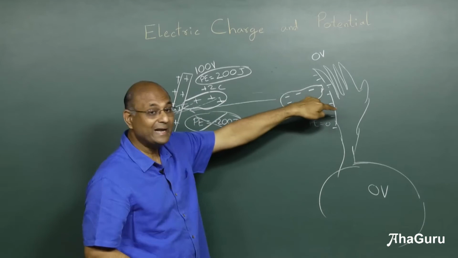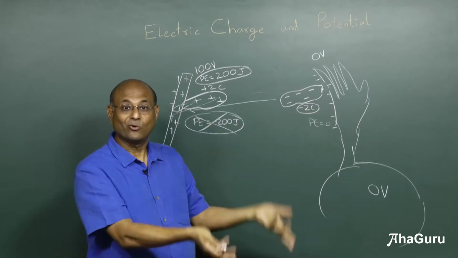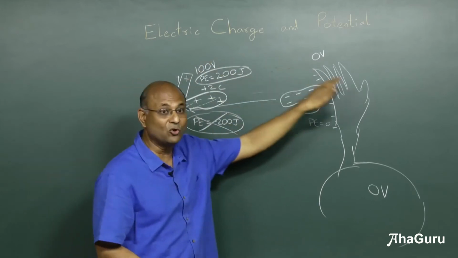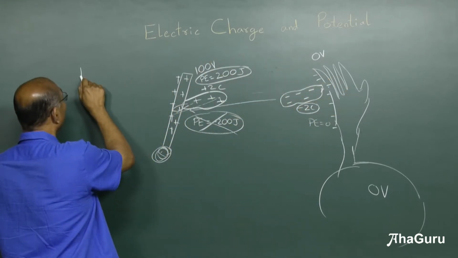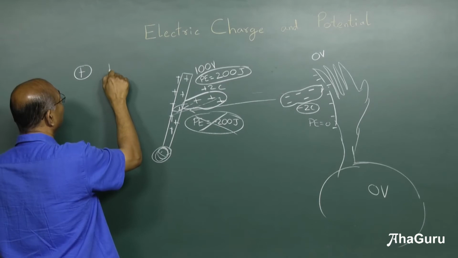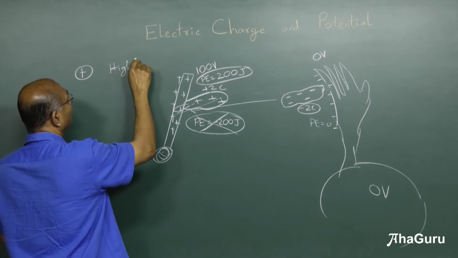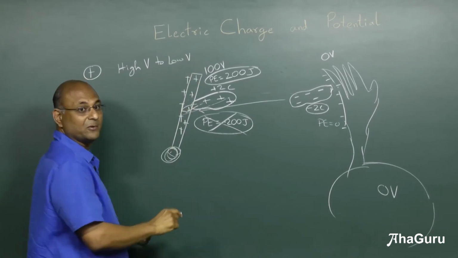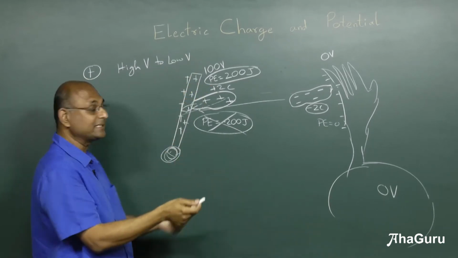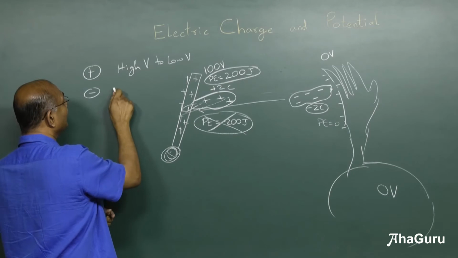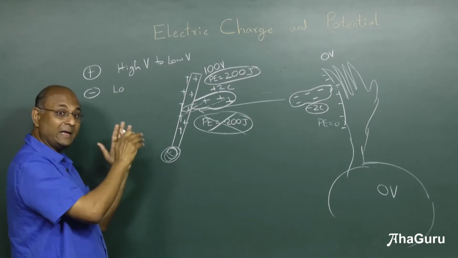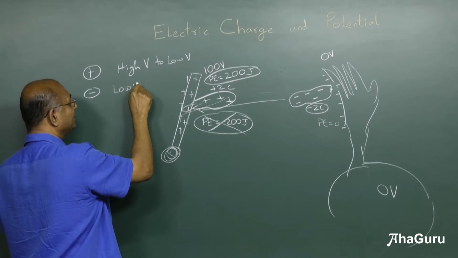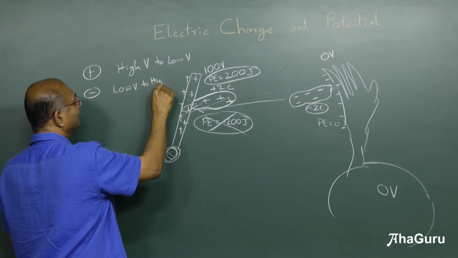But if it goes there, its energy will be 0 because its potential is 0. So now it wants to go from high potential to low potential. Remember, positive charges want to go from high potential to low potential because that is when their potential energy decreases. Negative charges go from high energy to low energy, but high energy means low potential to high potential.